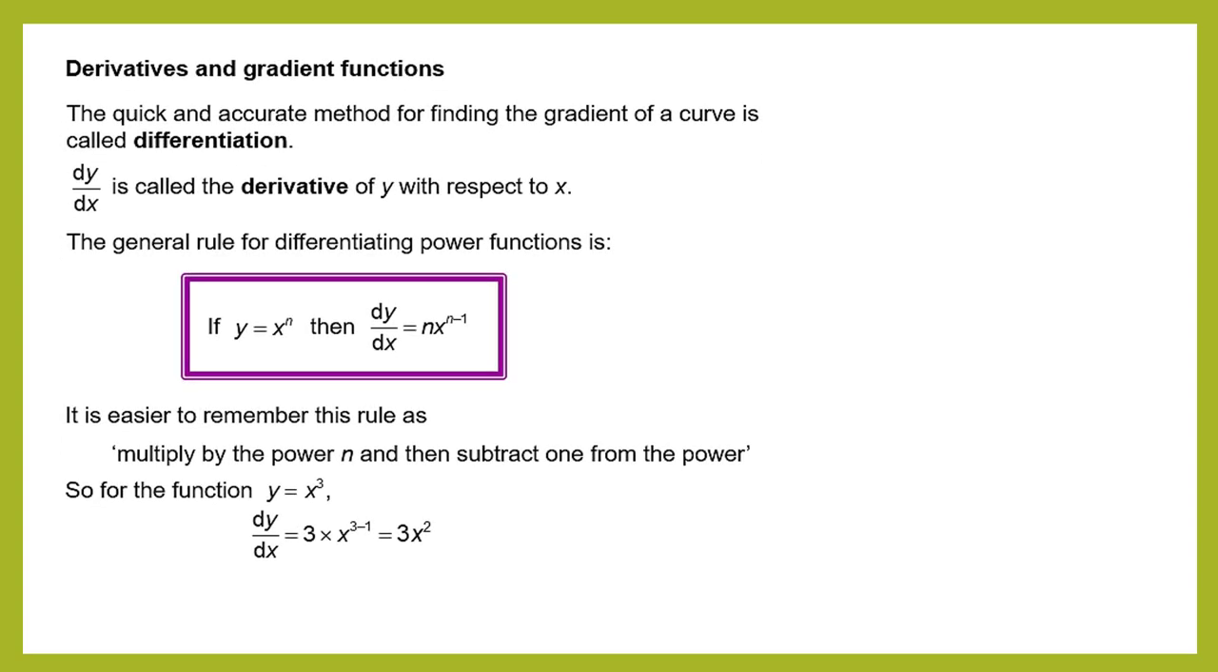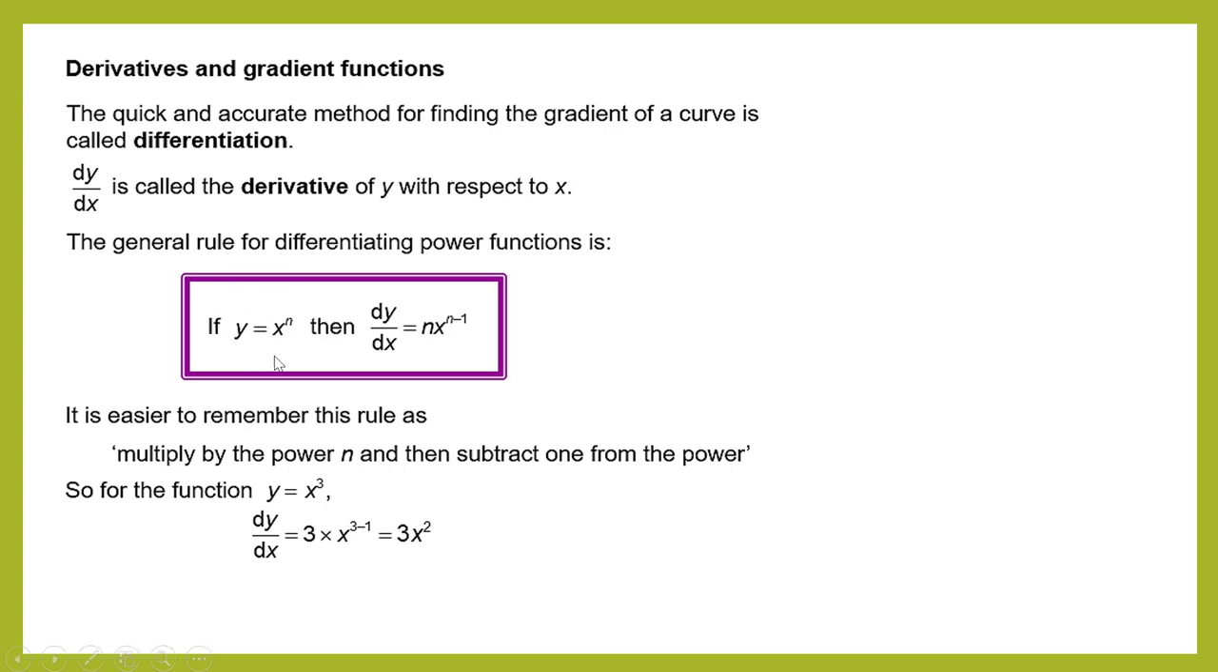So the first thing is, what's differentiation and how do we use it? We do differentiation to find the gradient of a tangent to a curve, and actually this is the accurate method. So we find dy by dx, which is called the derivative of y with respect to x. So how do we differentiate?